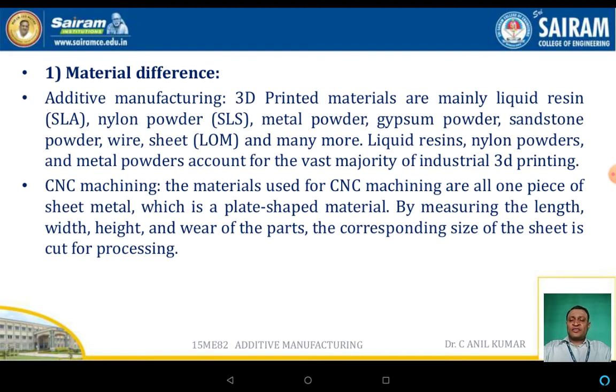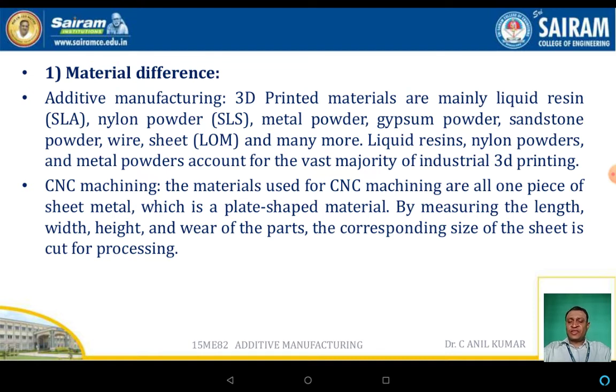Now, as we discussed, the first item is the material difference. In additive manufacturing, the materials are mainly liquid resin, nylon powder, metallic powder, gypsum powder, sandstone powders, wires, or sheets used for the process. Liquid resins, nylon powder and metal powders account for the vast majority of industrial 3D printing.